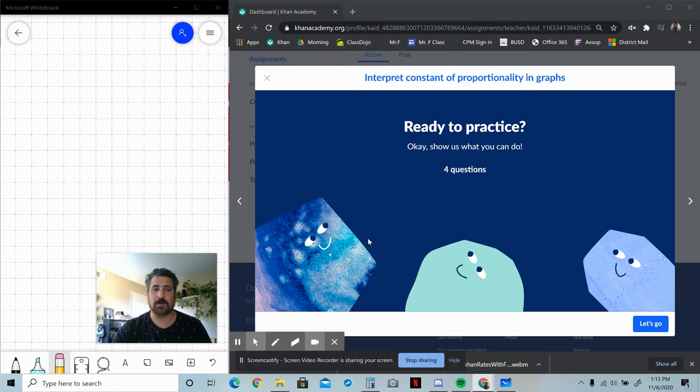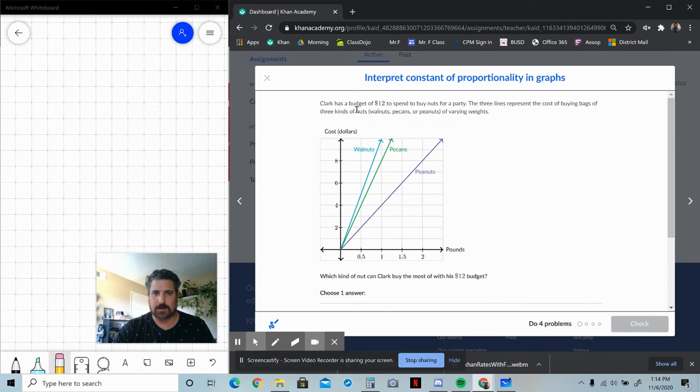Hey everybody, so we're going to interpret constants of proportionality in graphs in this video. So let's get started. Here it says Clark has a budget of $12 to spend to buy nuts for a party. The three lines represent the cost of buying bags of three kinds of nuts: walnuts, pecans, or peanuts of varying weights. The x-axis is pounds or weight. The y-axis is cost in dollars.